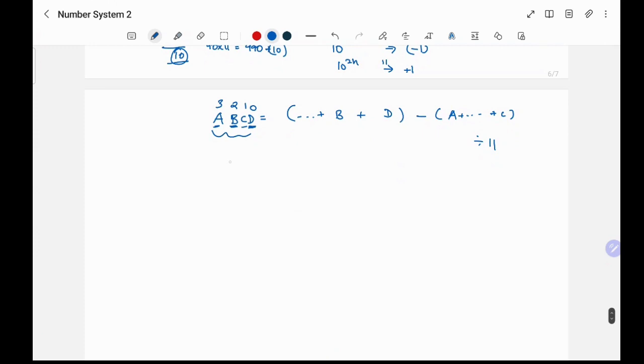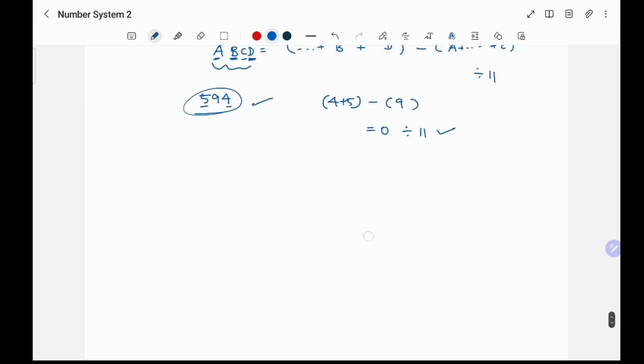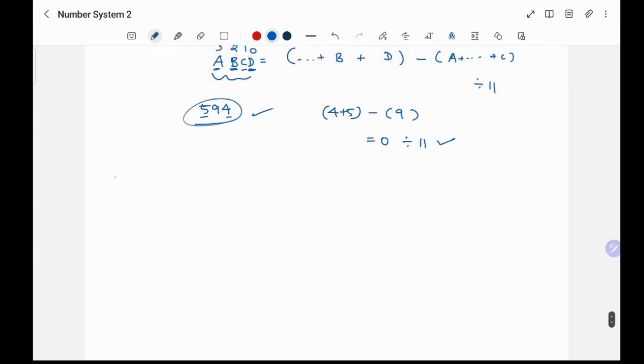If you want to take an example, I will take 594. Now we take these numbers 4 plus 5 minus 9. So this is nothing but 0. 0 is divisible by 11. Hence this 594 is also divisible by 11. Okay, next we can go to 12.